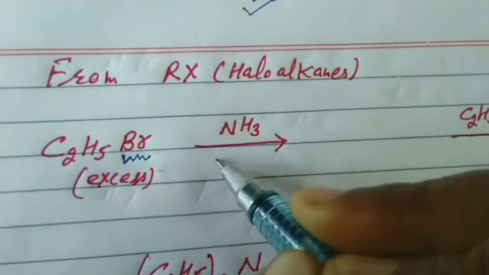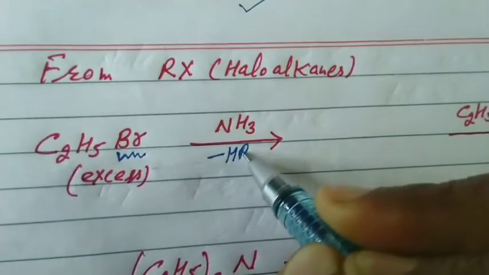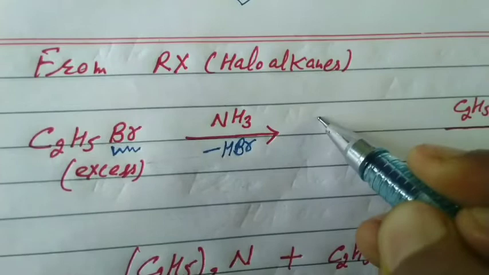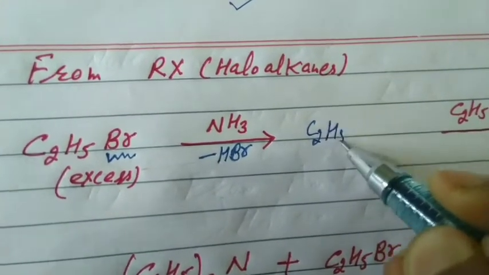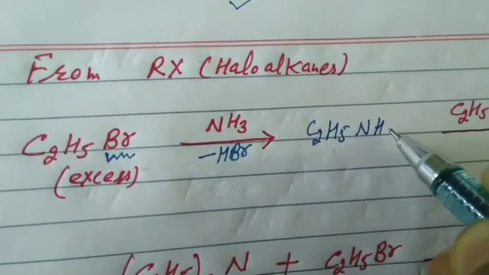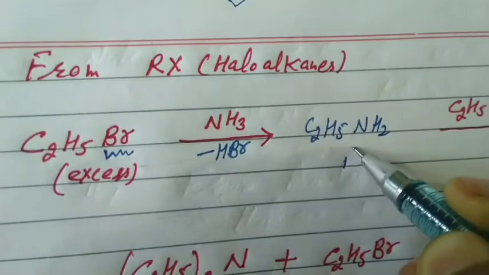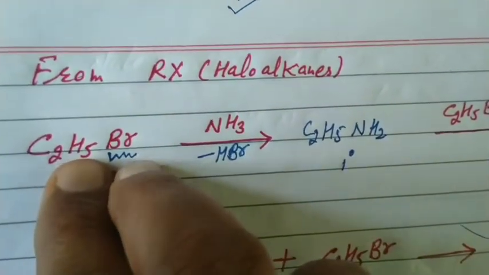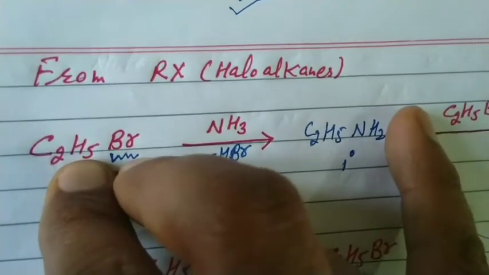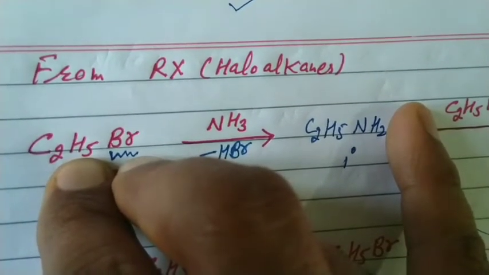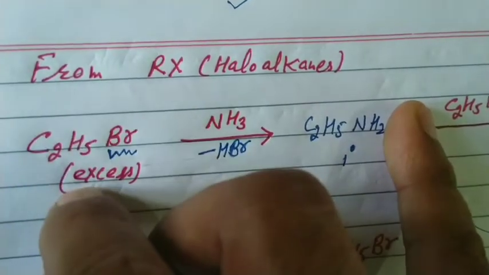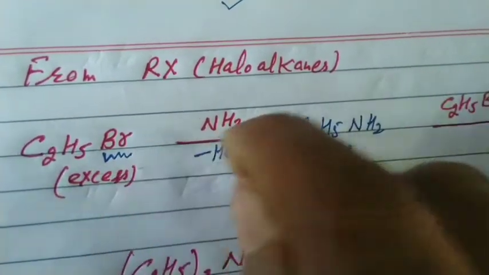Nucleophilic substitution. HBr eliminates as byproduct. The halogen atom is substituted by the negative part of the attacking reagent. What we got? C2H5NH2. It is clear it is a primary amine. 1 hydrogen atom is substituted. Students, if haloalkane is not in excess, then the reaction will stop at this stage. In this reaction, it is mandatory to write excess at the base of haloalkane. If it is in excess, further reaction proceeds.